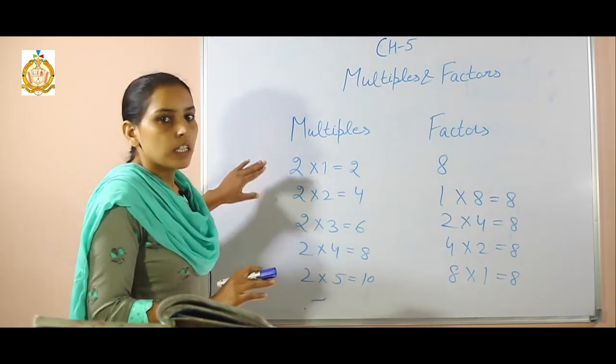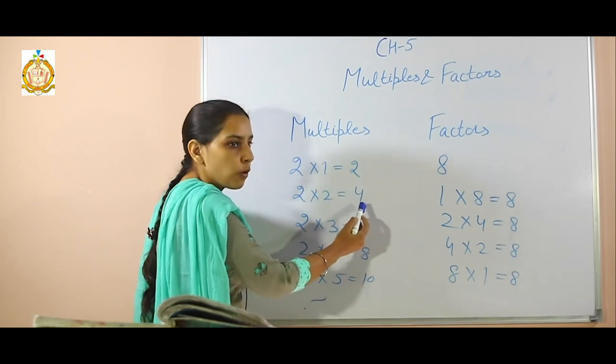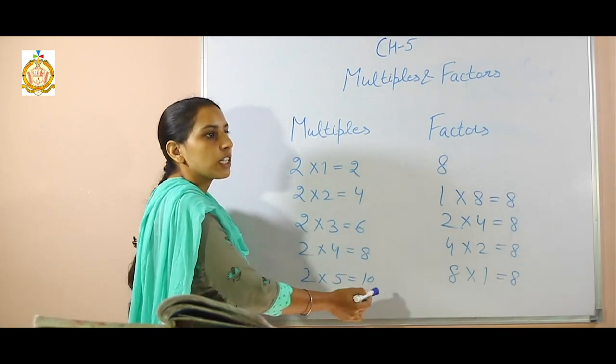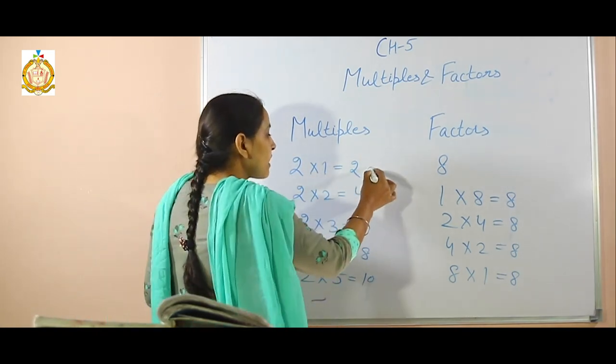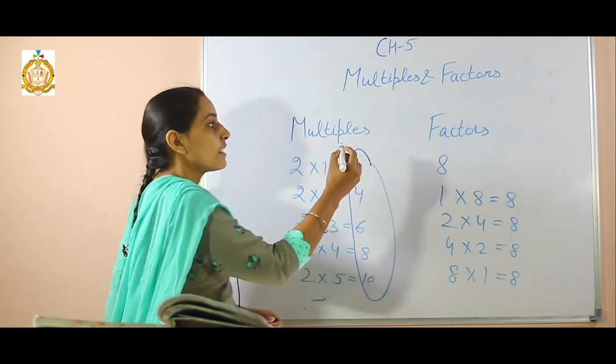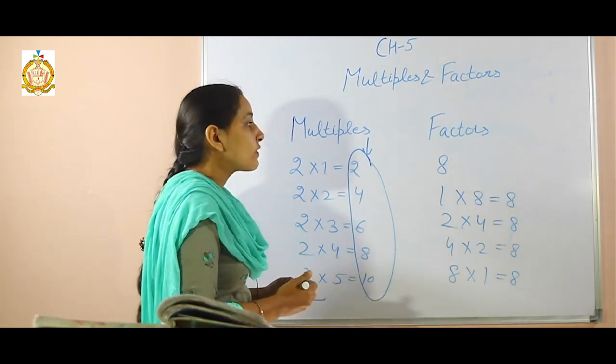Students, multiples. Write the 2 table. 2 1 the 2, 2 2 the 4, 2 3 the 6, 2 4 the 8 and 2 5 the 10. Students, what are these? 2, 4, 6, 8 and 10. Students, these are called the multiples of 2. And next one is factor.